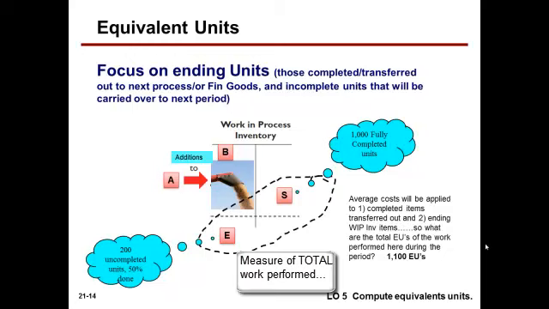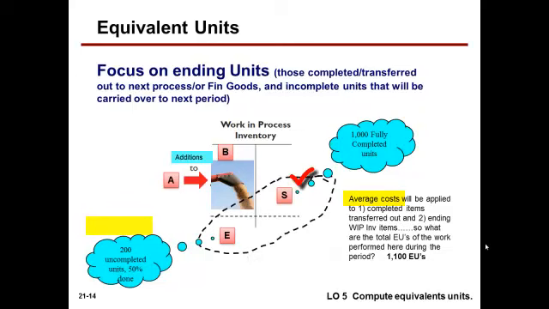We'll calculate an average cost, and it'll be applied to both our completed items transferred out and the ending work in process. That's why we need to calculate our total EUs of work performed, fully completed S and ending work in process E, on the same basis. And that is equivalent units. In this case, 1,100 equivalent units during the period of time. Apples and apples.